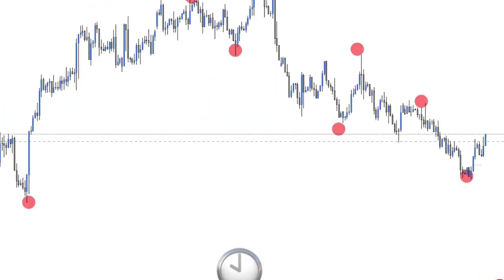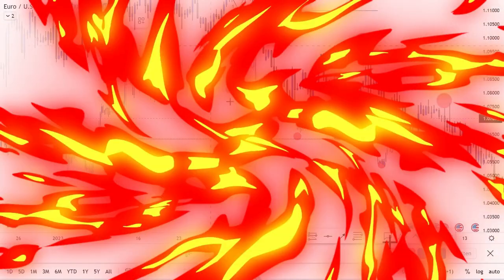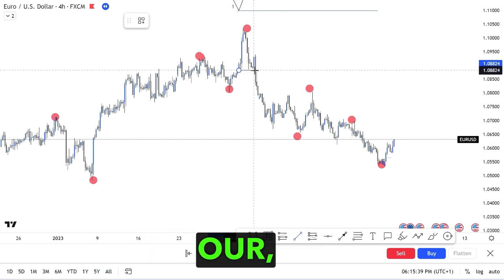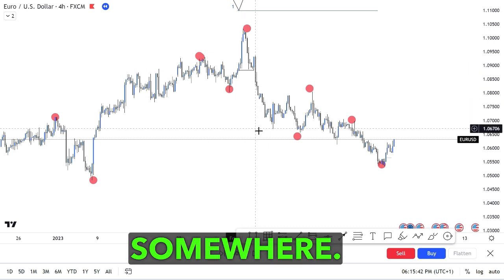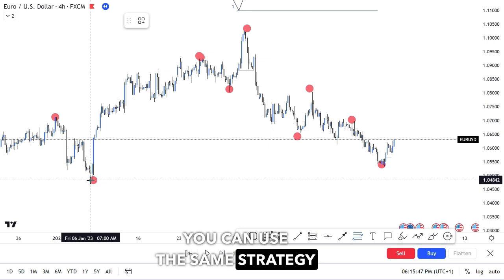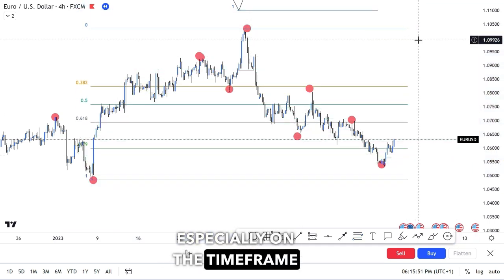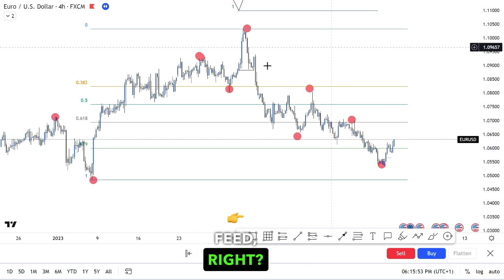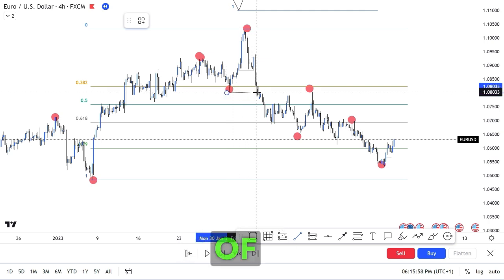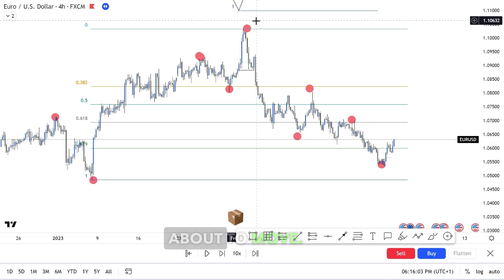So this 4 hour time frame, you see, if we pull our fib, remember, if we go to the lower time frame, 15 minutes, you will find out that somewhere here is where the retracement starts, I believe, right? And on the 4 hours, you can use the same strategy. On the 4 hour, you simply wait, especially on the time frame you want to pull your fib. You just have to wait for a shift in trend or a change of character. You just need an indicator that, okay, price is about to move.